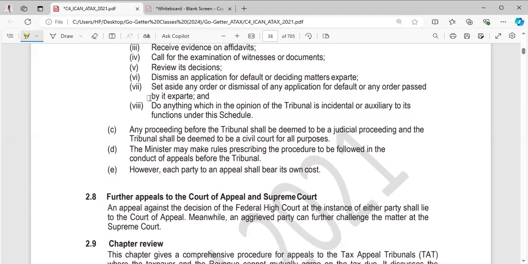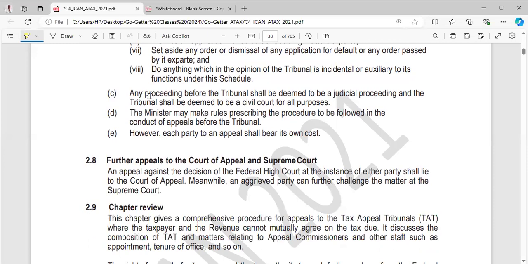Now when they rule and one of them is aggrieved, they can take the matter to the Court of Appeal.